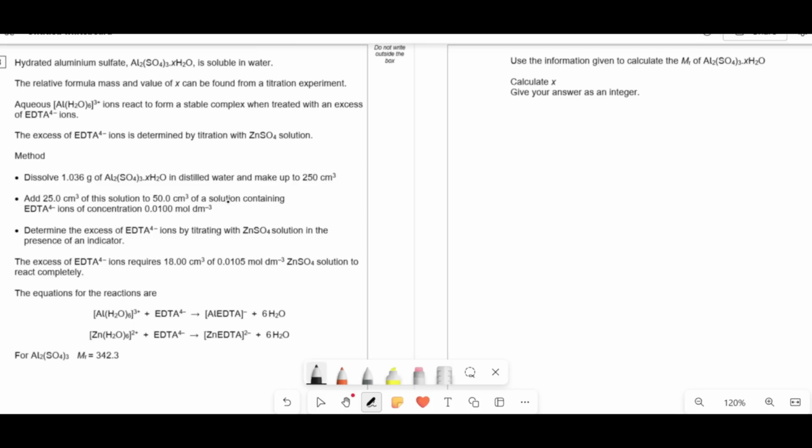Okay? So what I mean by that is method, dissolve. Okay, here's a number, here's a mass or a quantity, like a volume or anything, right? So I've got a mass of 1.036 grams. Who does that belong to? Well, it belongs to this, right?